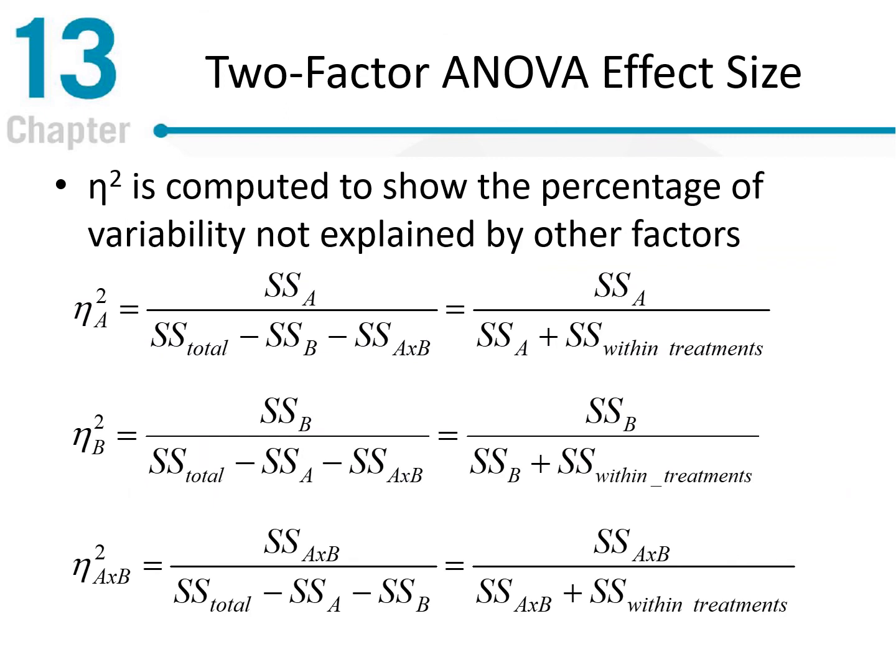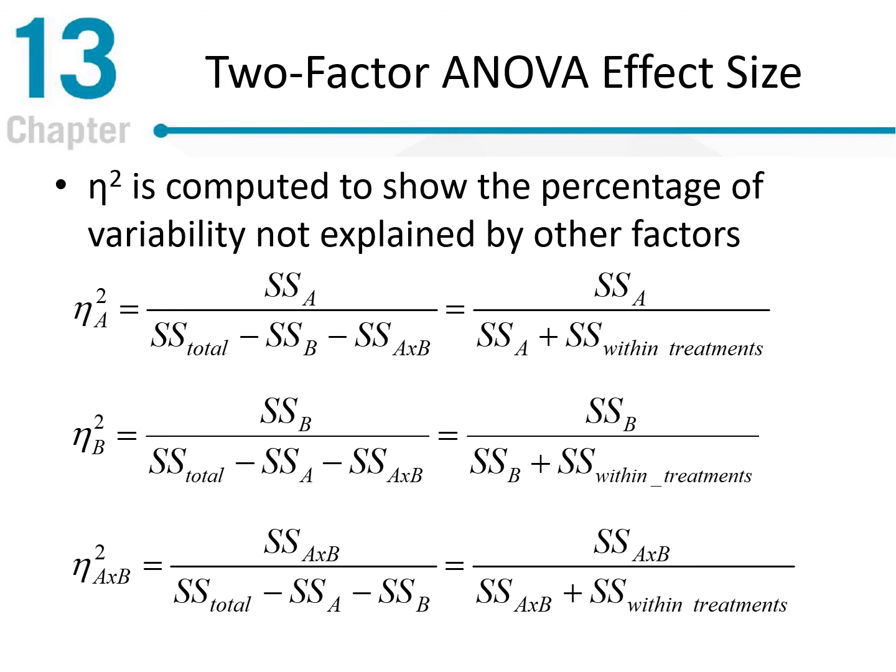To find the effect size, we need to compute the partial eta squared. The main effect of A is going to be the sum of squares of A over the sum of squares of A plus the sum of squares within. For the main effect of B, it's going to be the sum of squares of B over the sum of squares of B plus the sum of squares within. And for the interaction term, the effect size is going to be the sum of squares of the interaction term over the sum of squares of the interaction term plus the sum of squares within.